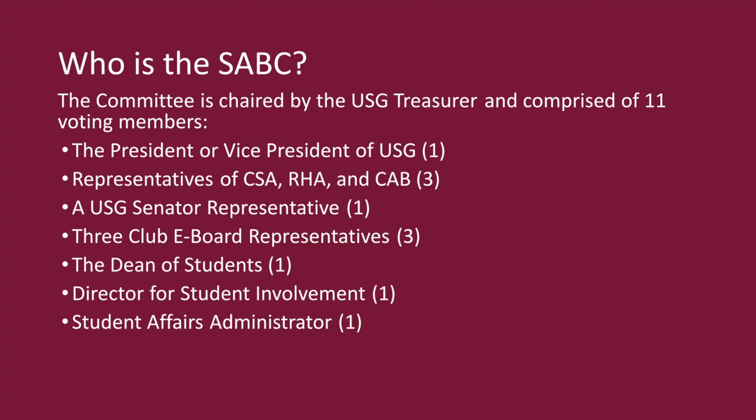The 11 voting members are as follows: either the president or vice president of United Student Government, representatives from the Commuting Students Association, the Residence Hall Association, and the Campus Activities Board, one United Student Government senator representative, three club e-board representatives, the dean of students, the director of student involvement, and an additional student affairs administrator.